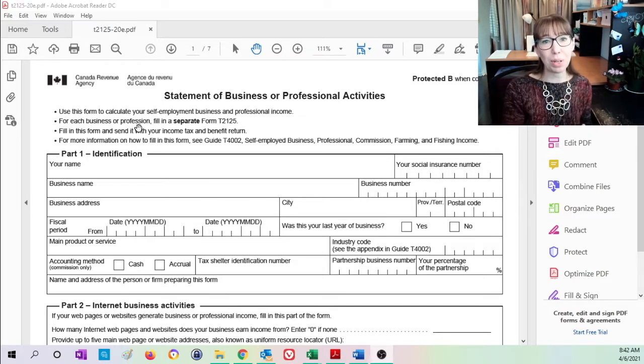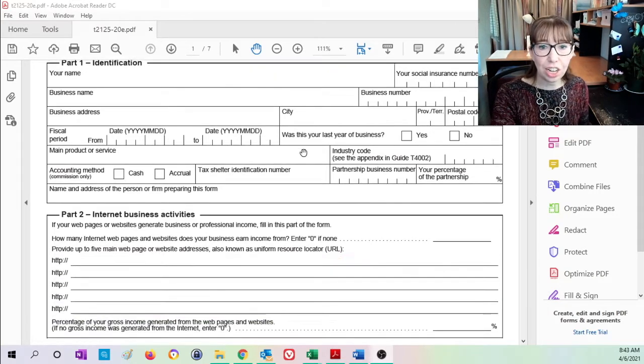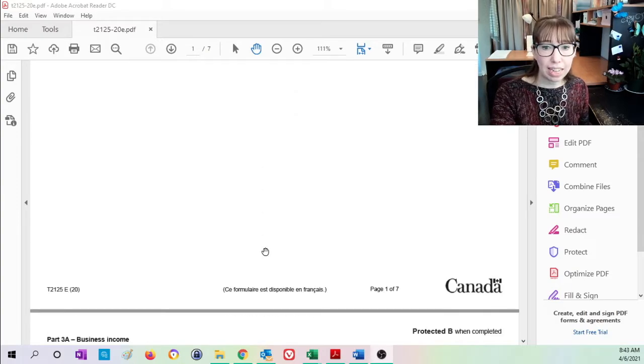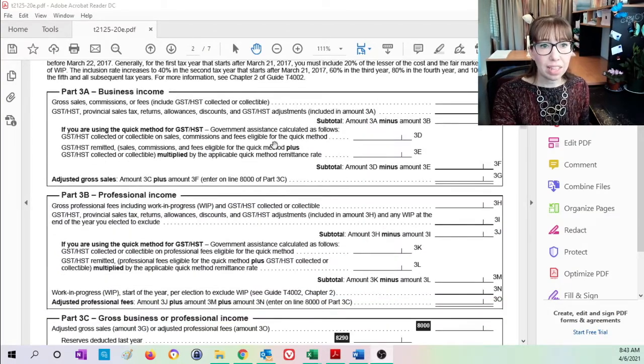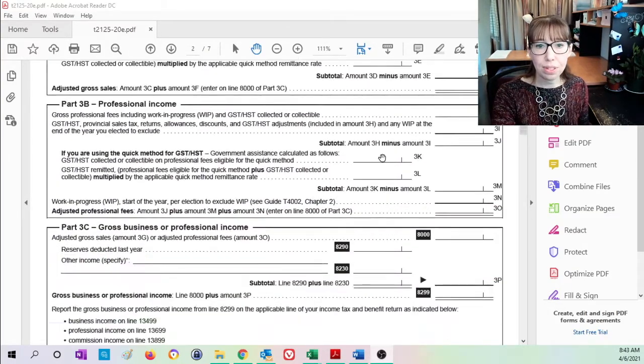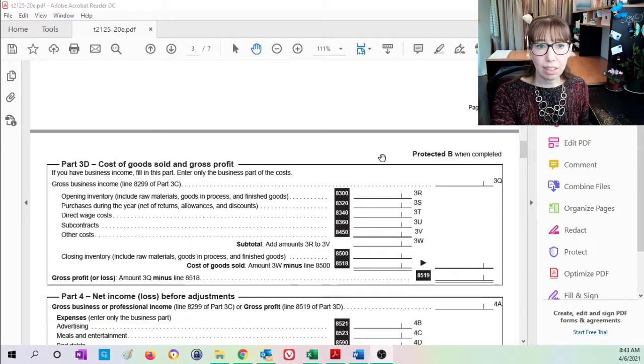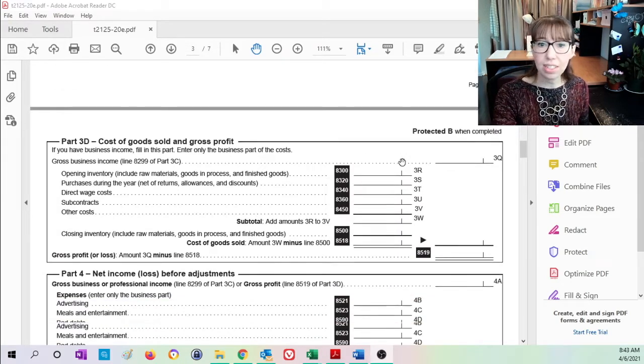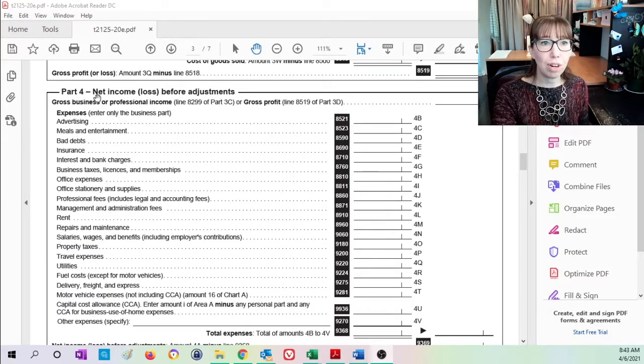This is the T2125 Statement of Business or Professional Activities that's included in your personal tax return each year when you're self-employed. And we can see that we have the identification, any websites that you're making money from. This is where you put your revenues. And here's where you put your direct costs. And then this section, part 4, this is the part where you put in your overhead and your other expenses.